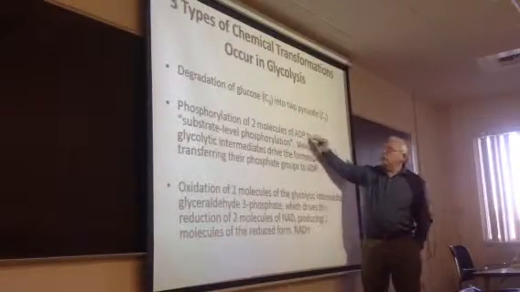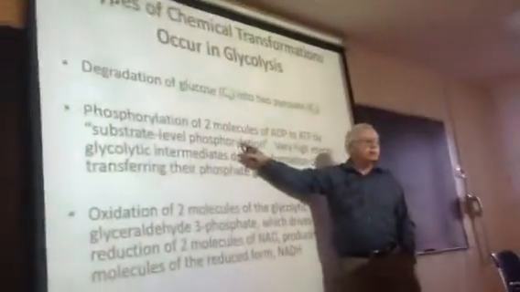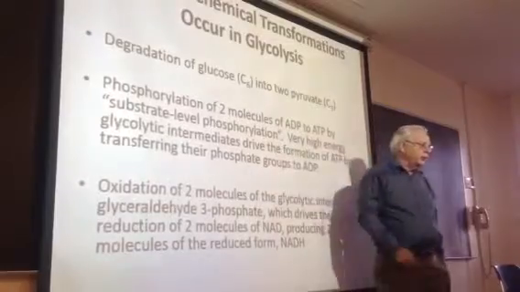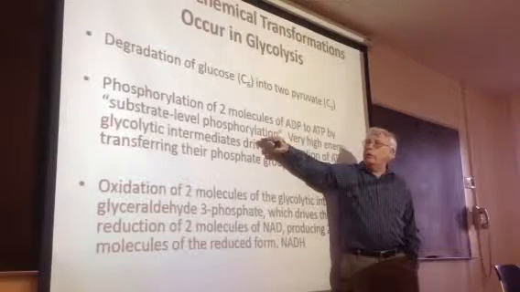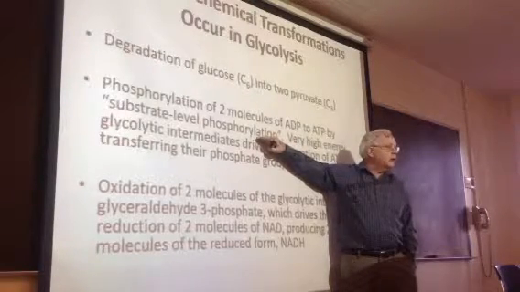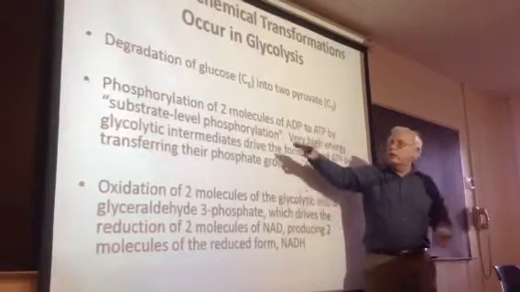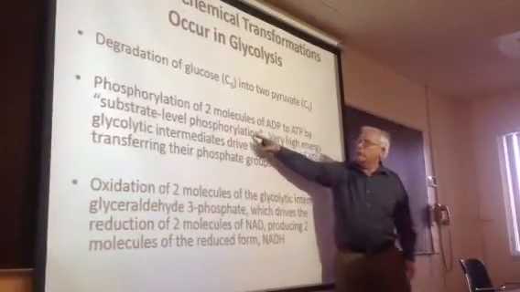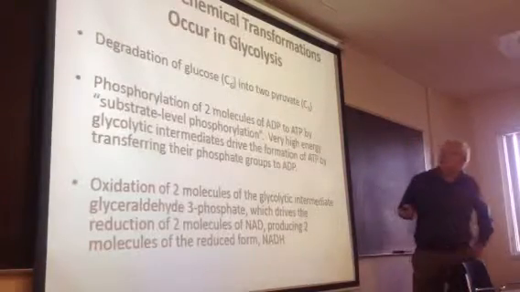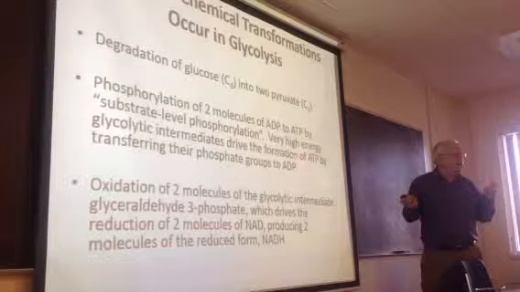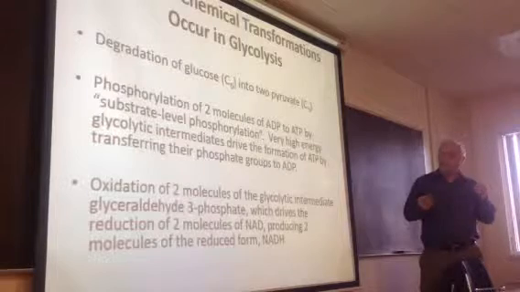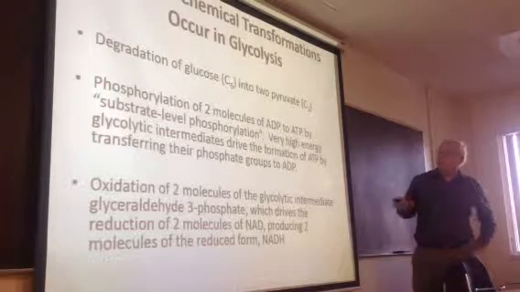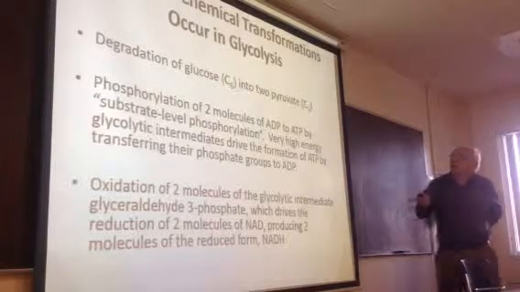The other thing that happens is we phosphorylate a couple of ADPs, making 2 ATPs, by a process that goes by the name of substrate level phosphorylation. We'll distinguish this later on from another way of making ATP called oxidative phosphorylation. So those are the 2 ways. In glycolysis, this is all we have. It's called substrate level because you have very high energy substrates that are intermediates in glycolytic pathways that donate a phosphate to ADP directly. Okay, so we make a couple ATP.